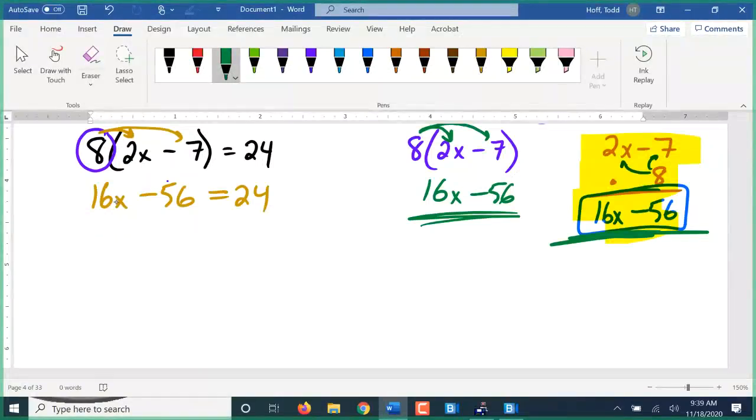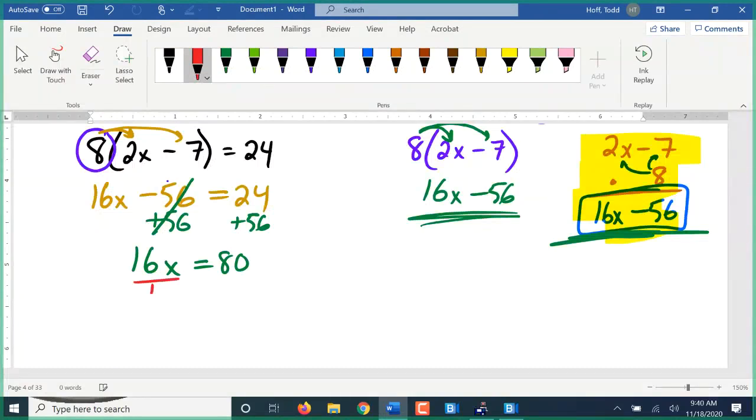X has been multiplied by 16, then 56 has been subtracted. Take it apart. We'll start by adding 56. So that minus 56 is gone. We have 16x equals 24 plus 56 is 80. And now the 16 is multiplying x, so we get rid of it by dividing by 16. X equals 80 divided by 16 is 5.